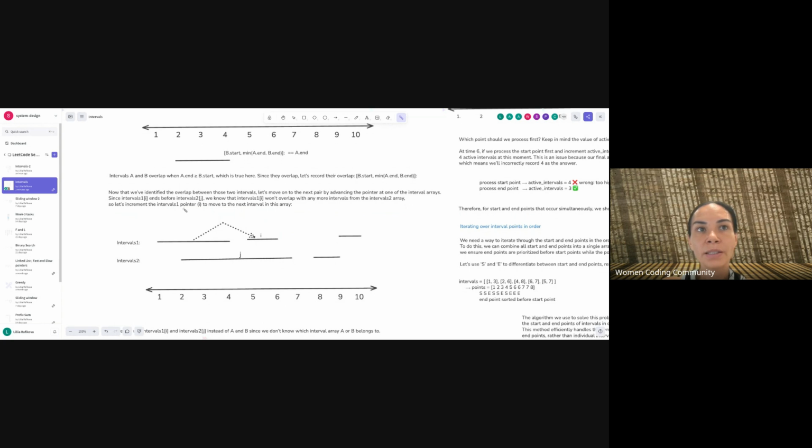So let's increment the interval one pointer A to get the next interval in the array. We will compare the ends. Whoever ended earlier falls out. And whoever is still active and continues, we will keep it, because there is possibly another interval which will be overlapping with this one. Is it clear?